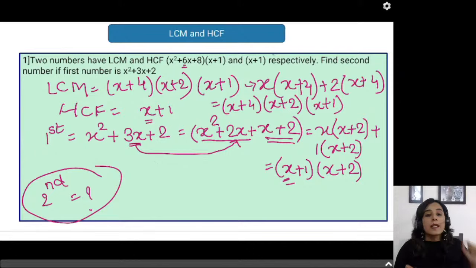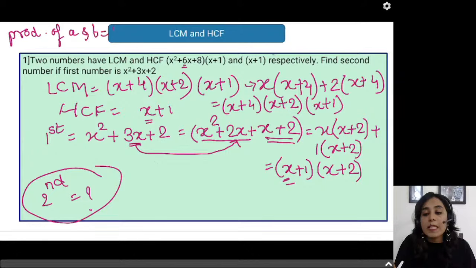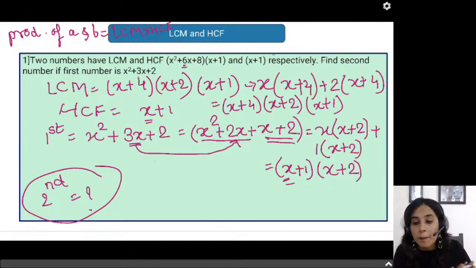Guys, remember one very important thing. When you are given two numbers, and this applies only when you are given two numbers, the product of A and B, which are your two numbers, is equal to your LCM into HCF. Please remember, guys, this applies only if you have two numbers. It does not apply when you have three numbers. I'll tell you what applies when you have three numbers. But in case of two numbers, the product of two numbers is equal to the LCM and HCF.